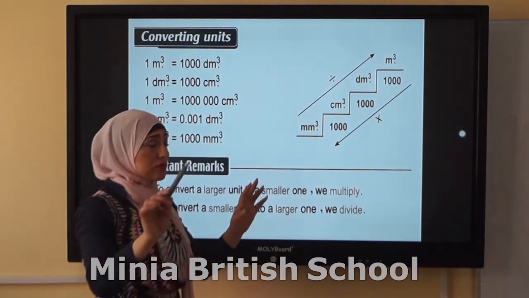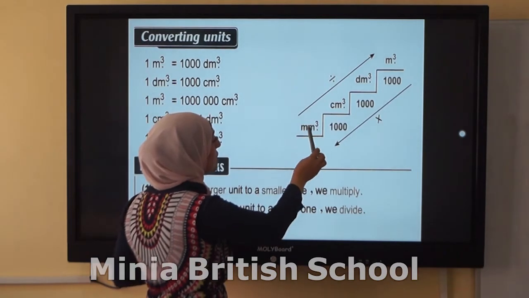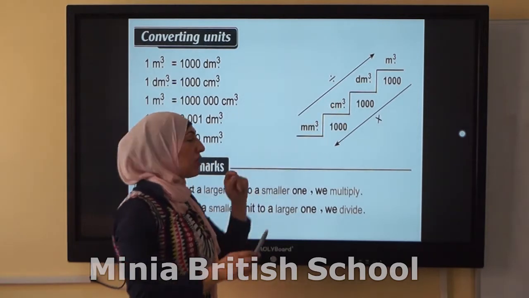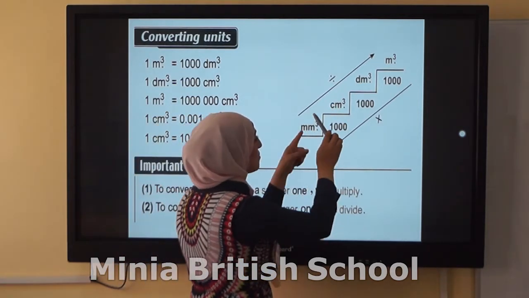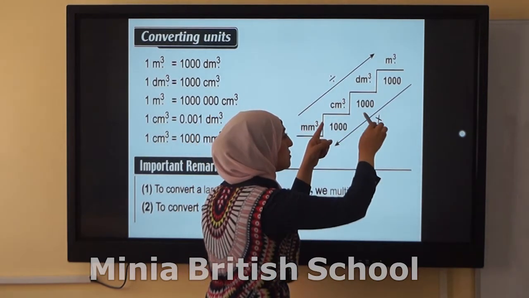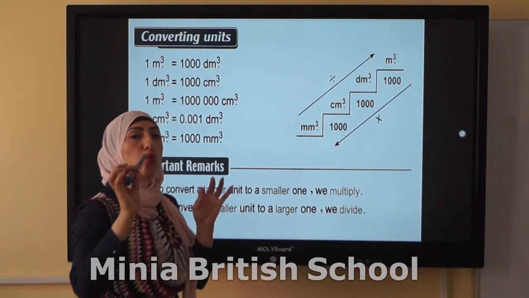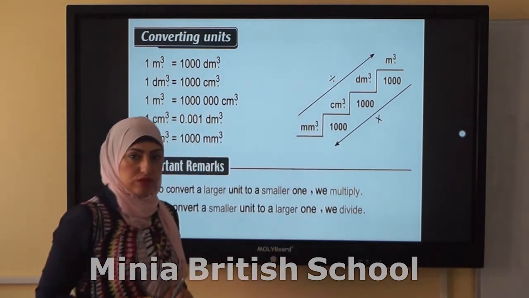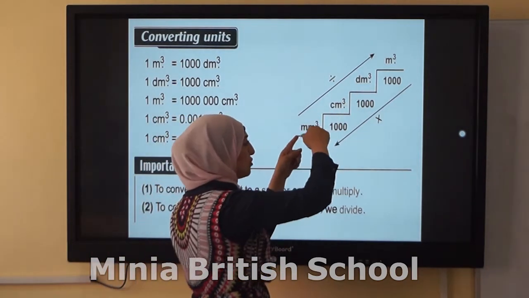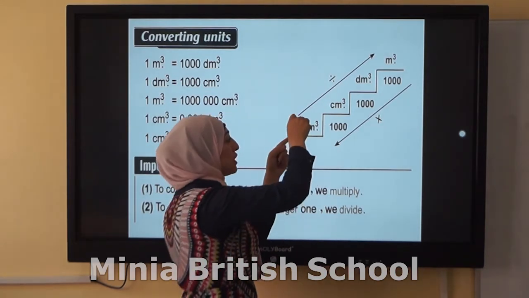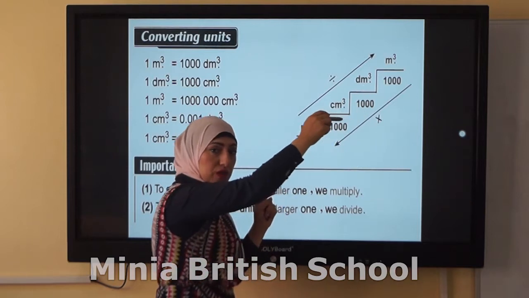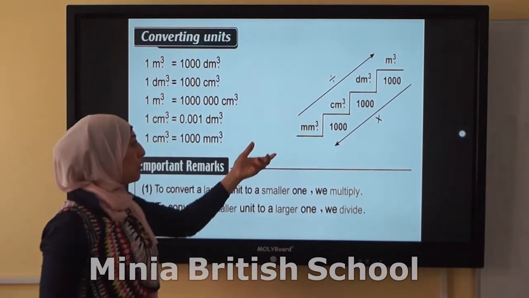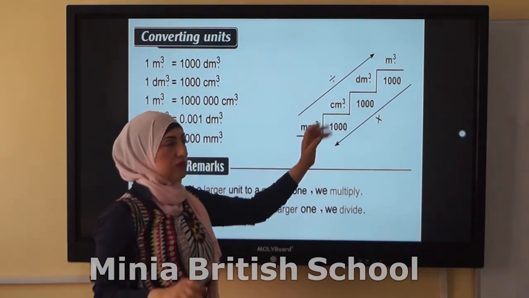And so on. If I want to convert from cubic decimeter to cubic millimeter, I skip a step, so I multiply 1,000 and 1,000. So I multiply by 1 million: 1,000 times 1,000. To convert from cubic decimeter to cubic millimeter, multiply by 1 million. To convert from cubic millimeter to cubic decimeter, I divide by 1 million, and so on. So you have to keep this rule.